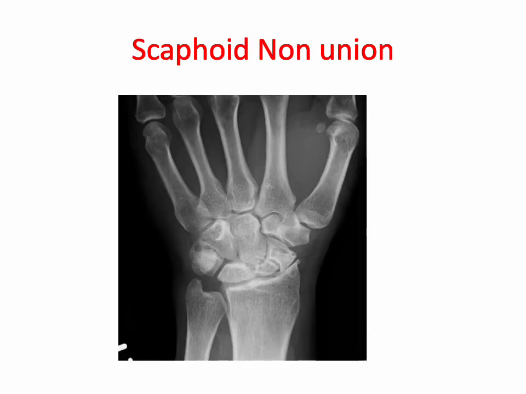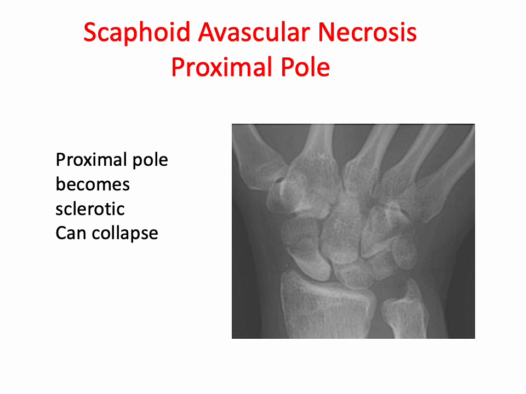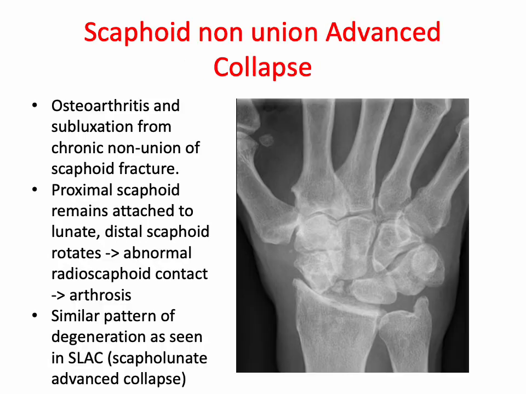So this is scaphoid non-union. We can see the distal and proximal poles of the scaphoid, and there's no bony union between the two. Avascular necrosis, we've touched on this before, but we've got a sclerotic proximal pole, and this can lead to further collapse down the line. And then SNAC, or scaphoid non-union advanced collapse, where there's arthritis and subluxation from non-union of a scaphoid fracture, and then you can have rotary subluxation of the scaphoid, abnormal radioscaphoid contact, and early arthrosis.